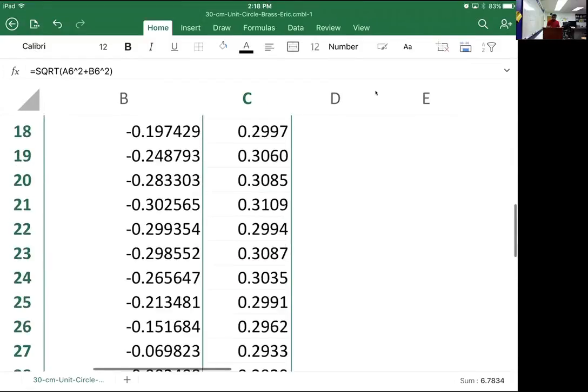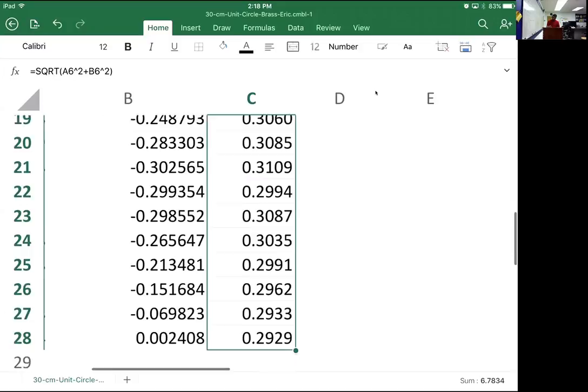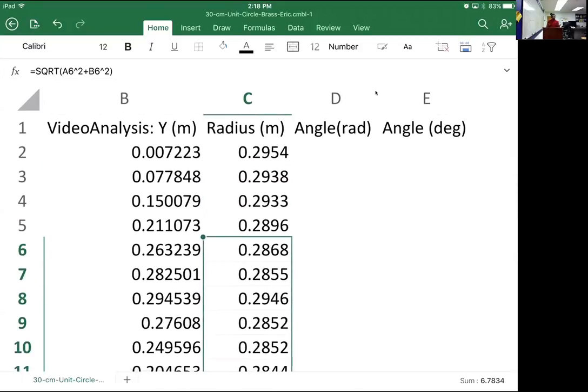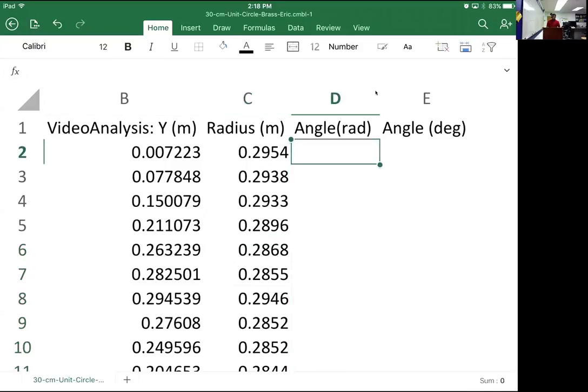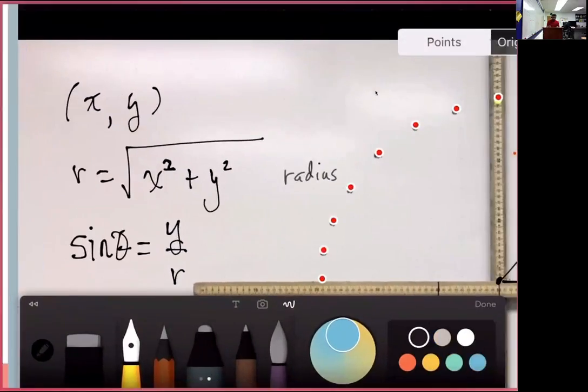This location, and you'll see that all of these are approximately 30. But based on my measurements, you see that there's some variation there, okay? So let's go to our angle in radians, and the angle in radians is going to be based on the following theory.